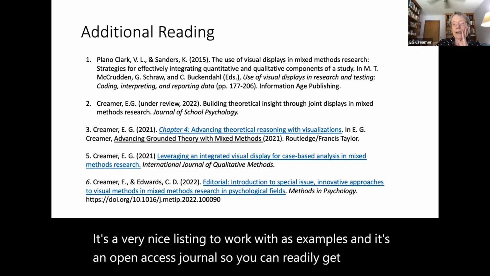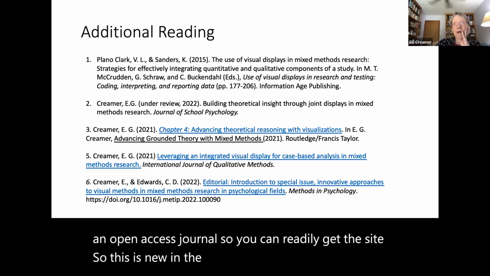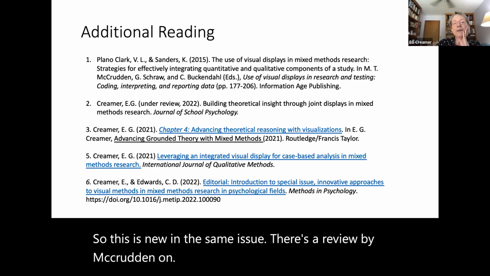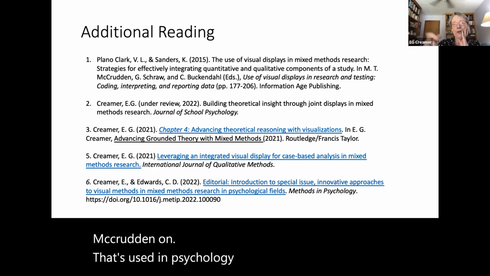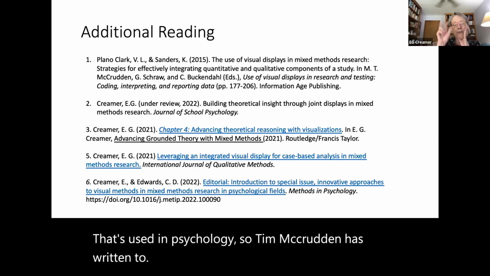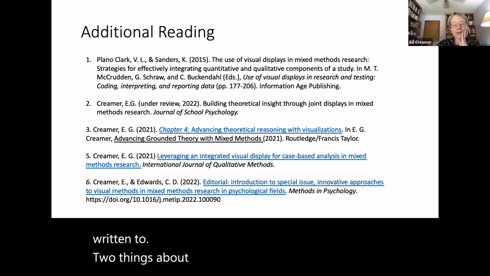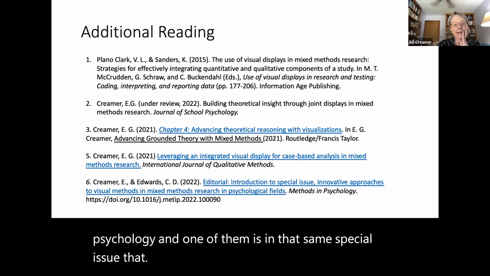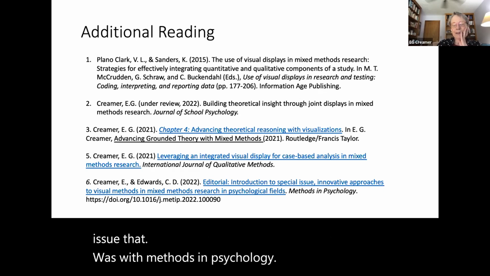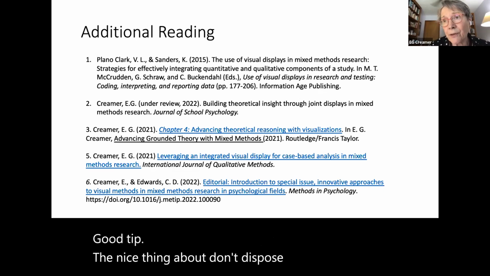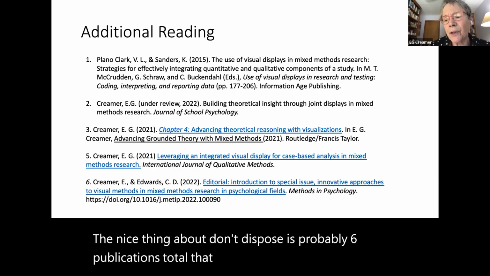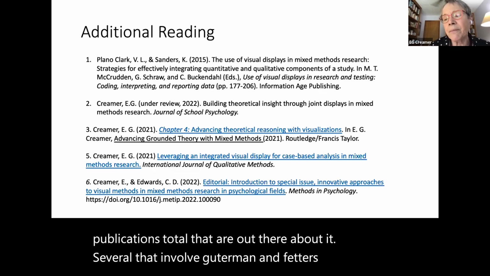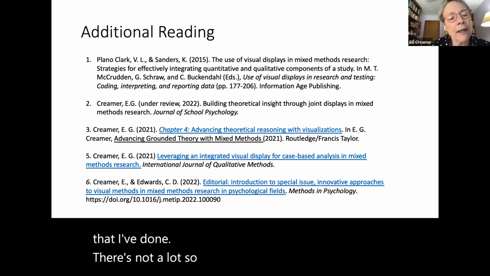So this is new. In the same issue, there's a review by McCruden of its use in psychology. So Tim McCruden has written two things about how joint displays have been used in psychology, and one of them is in that same special issue on methods in psychology. Good tip. The nice thing about joint displays, there's probably 6 publications total that are out there about it. Several involve Guetterman and Fetters, and several that I've done. There's not a lot, so it's a fairly cutting edge topic.